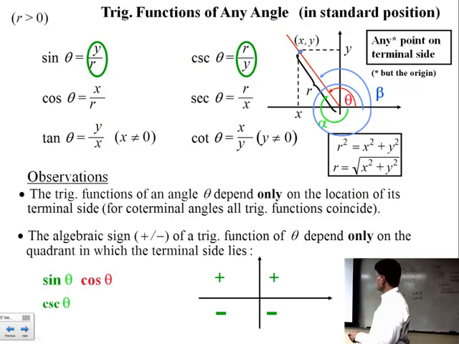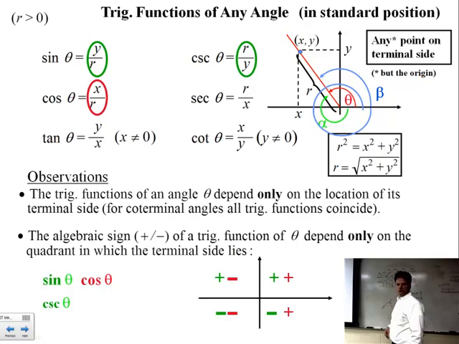How about cosine of theta? Where is that going to be positive? So x is positive, so it's going to be quadrant 1 and quadrant 4. And it's negative in quadrant 2 and 3. All right. Same with secant theta, which is 1 over cosine theta.